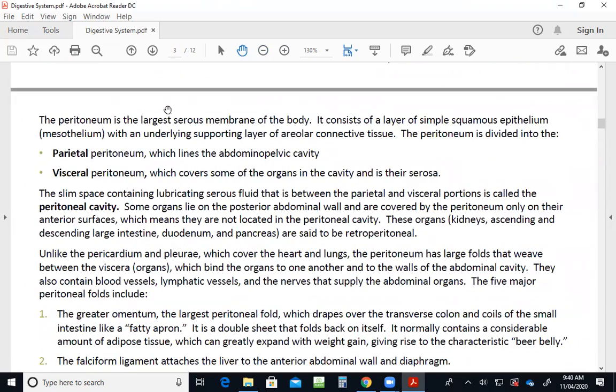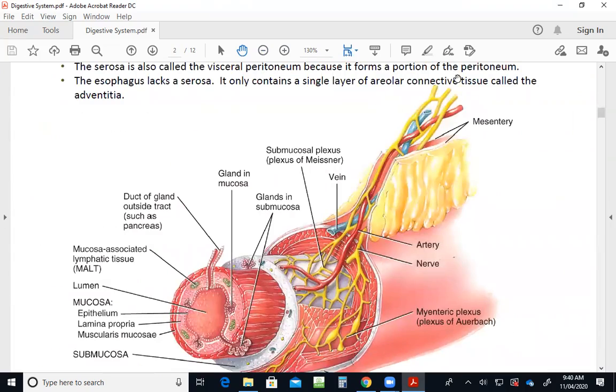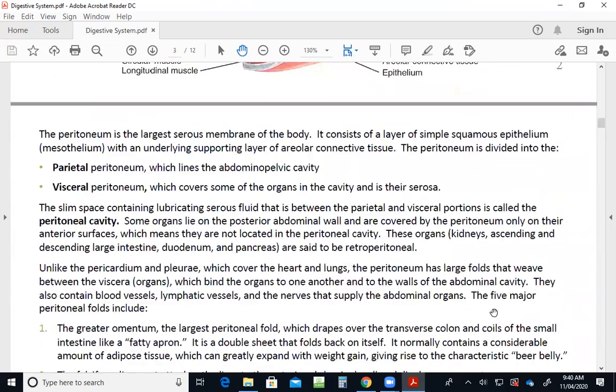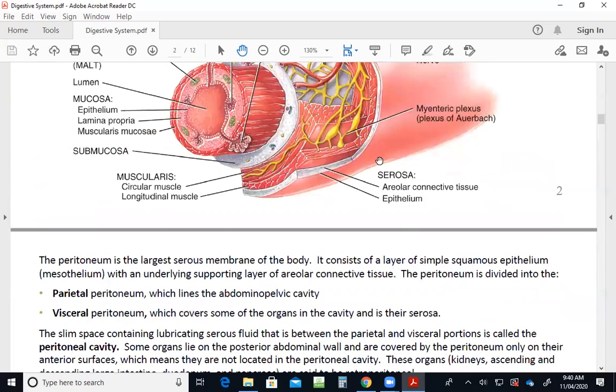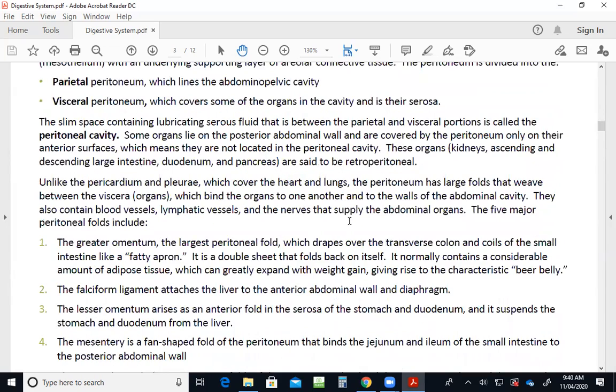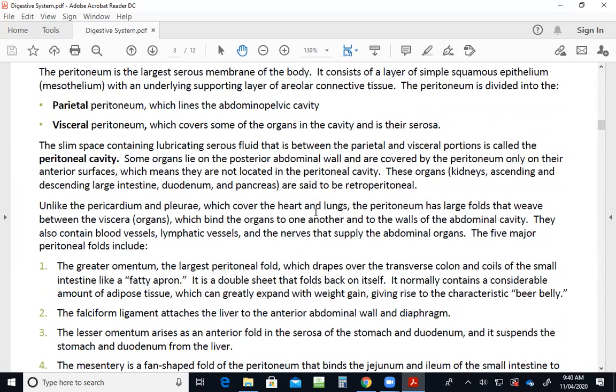All right, so let's talk about that peritoneum that I just mentioned. Here's part of the serosa. This is our largest serous membrane of the body. It consists of a layer of simple squamous epithelium called mesothelium with an underlying supporting layer of areolar connective tissue. What we just talked about with the serosa on the previous page is the peritoneum, or part of it anyway.